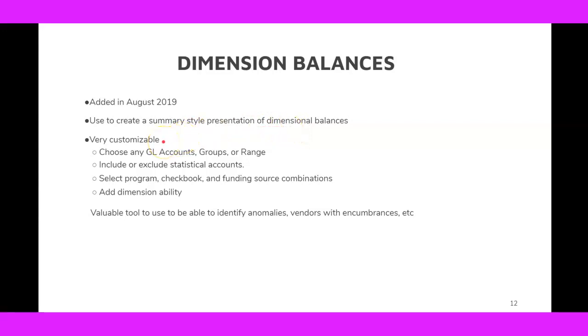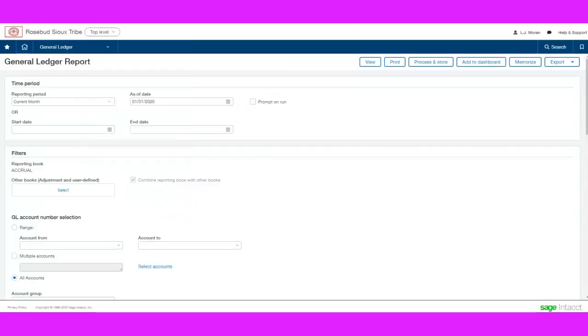It's very customizable. You can choose any GL account, a group of GL accounts, or a range of GL accounts. You can include or exclude statistical accounts, and depending on your access, you can choose different combinations for programs, checkbooks, and funding source. And you can also add different dimensional ability. It's a valuable tool to use to be able to identify anomalies and vendors with encumbrances. So let's go into Intacct and take a look.